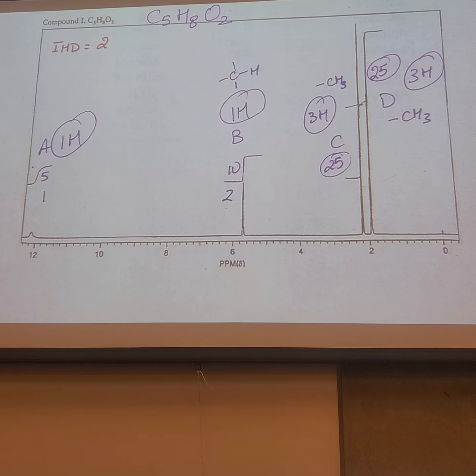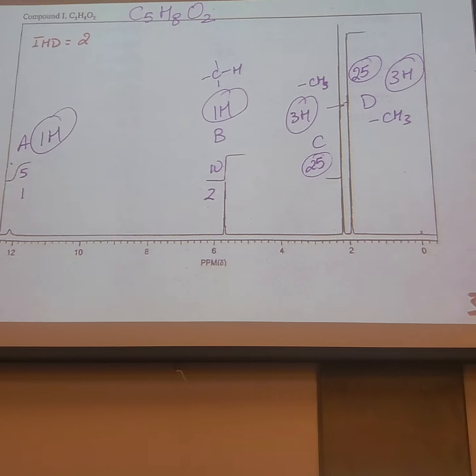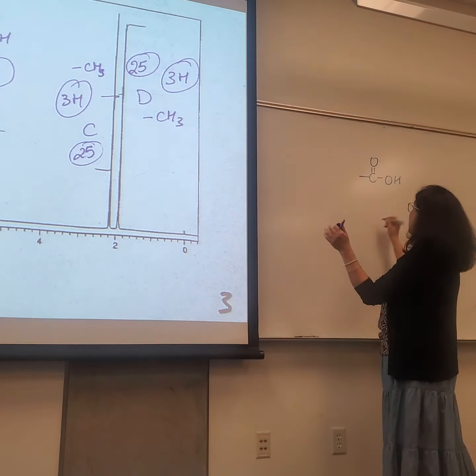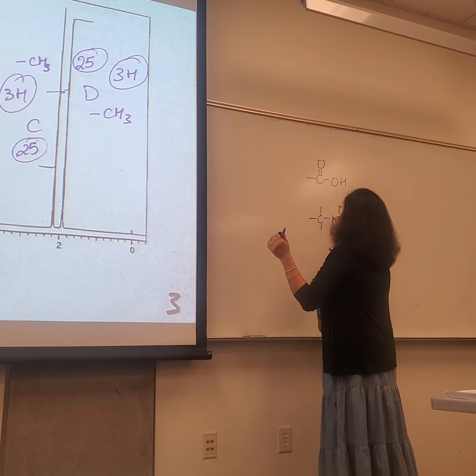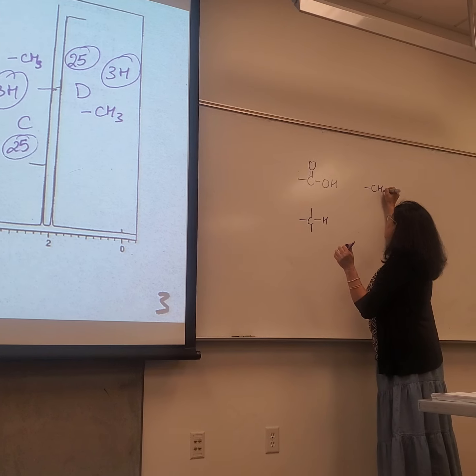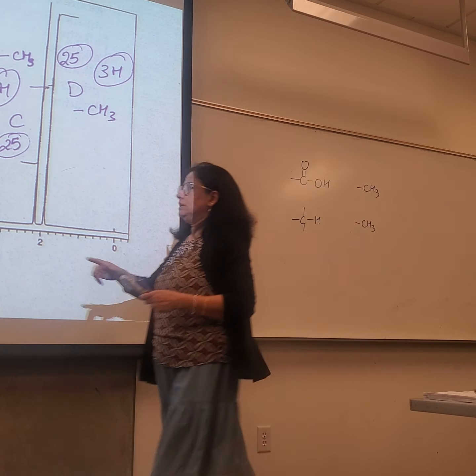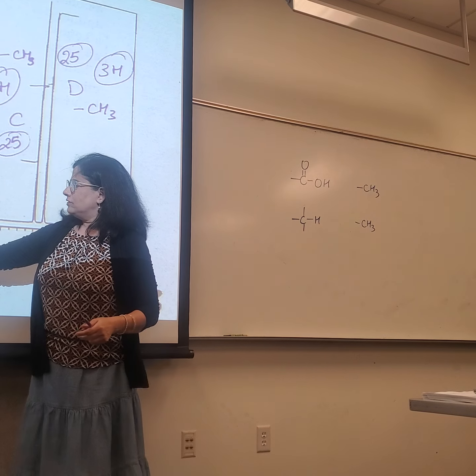Carboxylic acid. So, can we summarize what we know so far? Maybe we have a carboxylic acid, which is what the signal at 12 is for. Then we have a methine, and then we have 2 different CH3s. Now what about multiplicities, guys? Let's look at the multiplicity. What's the multiplicity of this one?